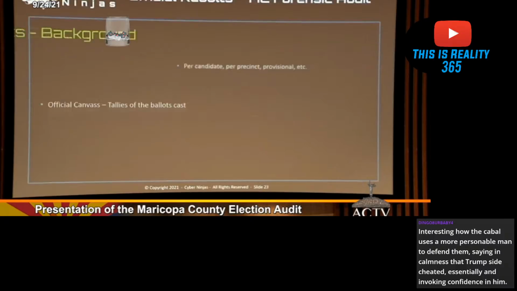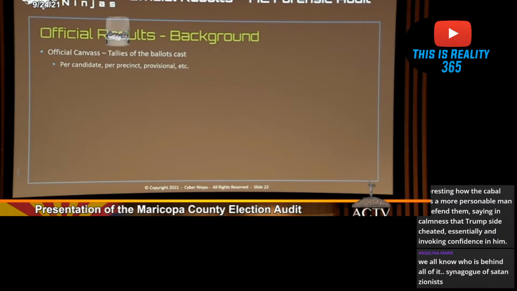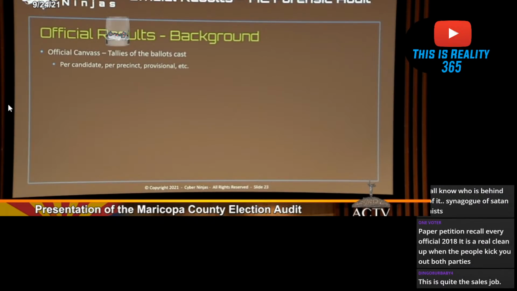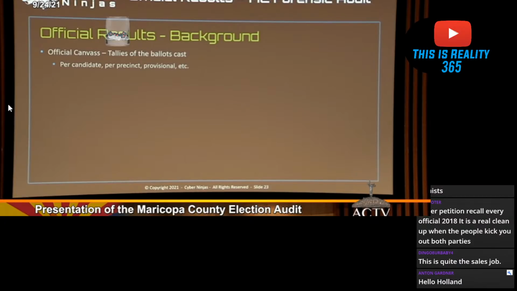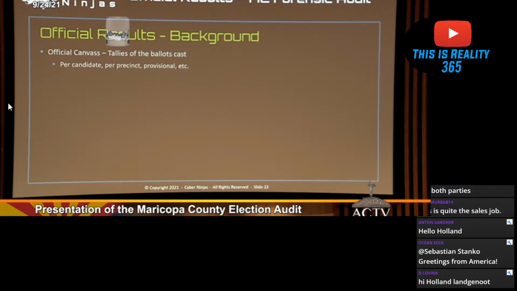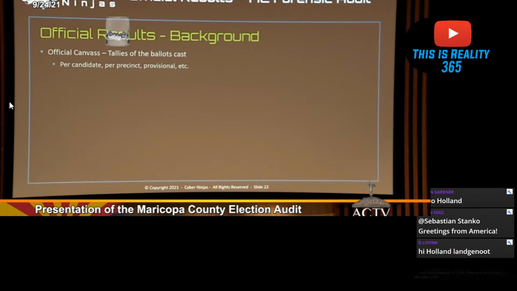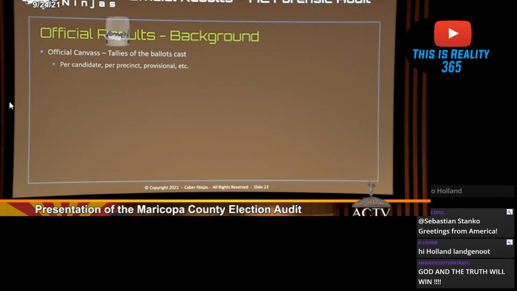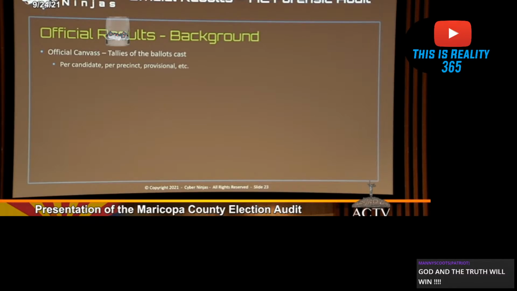Okay, so we're going to talk a little bit about the official results that are actually turned out by the county, and this actually connects quite a bit with some of the stuff that Dr. Shiva was talking about. So from a definition standpoint, we have the official canvass. The official canvass is the official certified results that are put out by the county. It has the tallies of votes per candidate, per precinct, and provisional. It tells what the turnout was for a given precinct and all of that information.